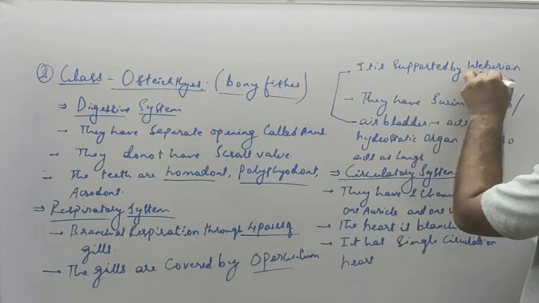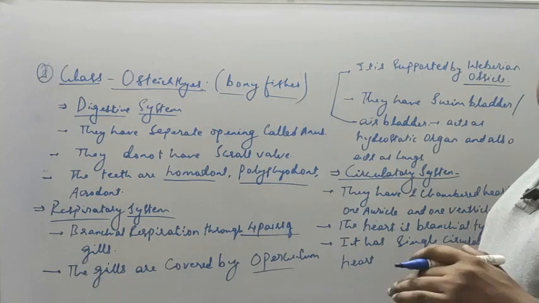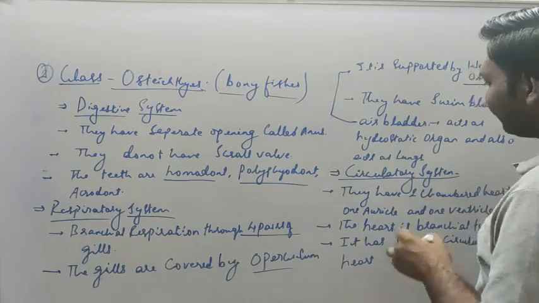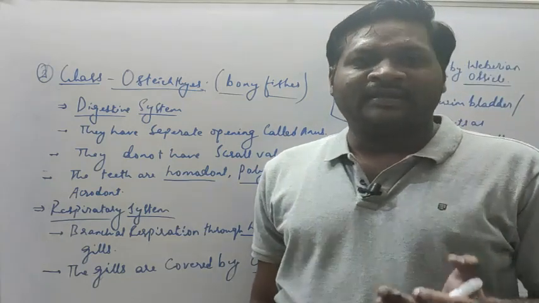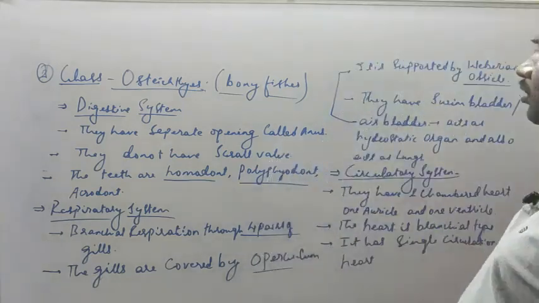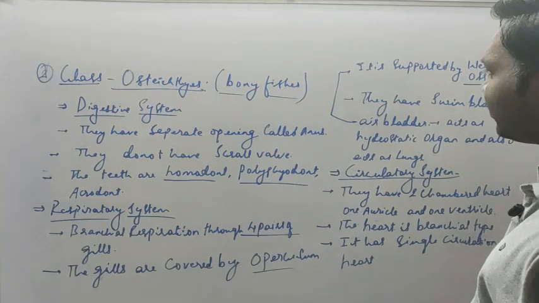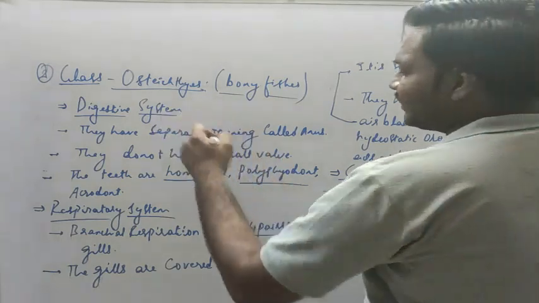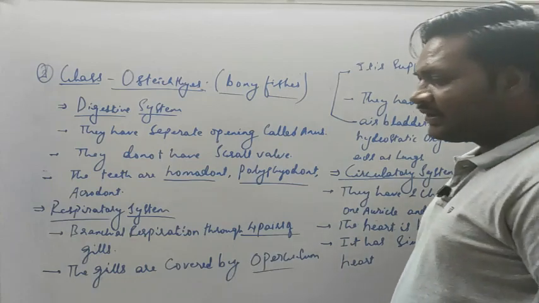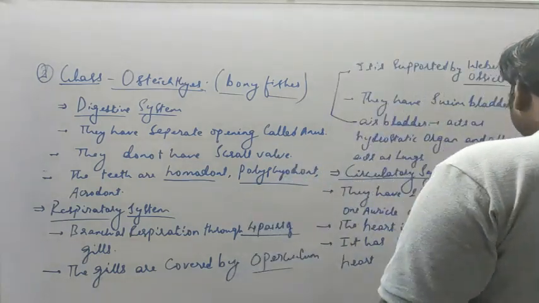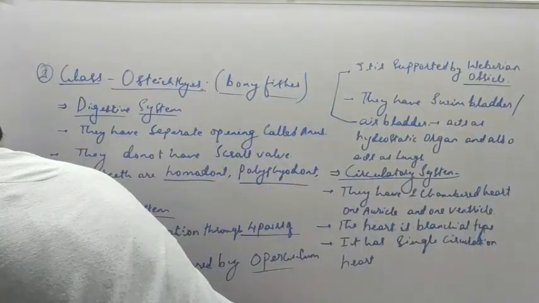Now the Weberian ossicle is a small bone which is connected to the internal ear as well as the air bladder, and it helps in hearing clear-cut sounds underwater. So these fishes can move accordingly. So these are certain general characteristic features of the digestive system, respiratory system, then circulatory system. Now next we are going to discuss a few more characters about the excretory system.